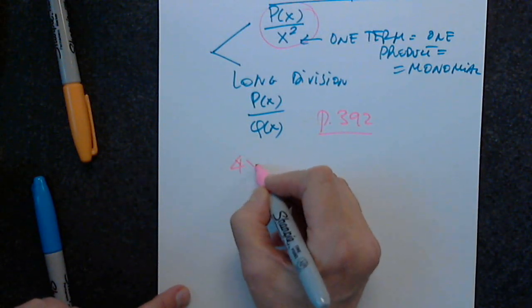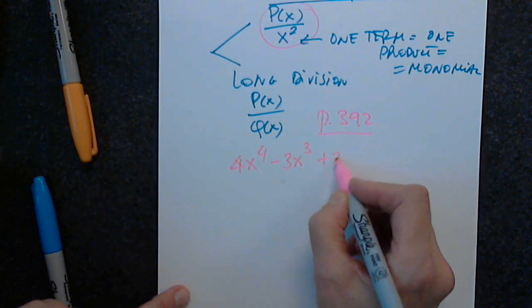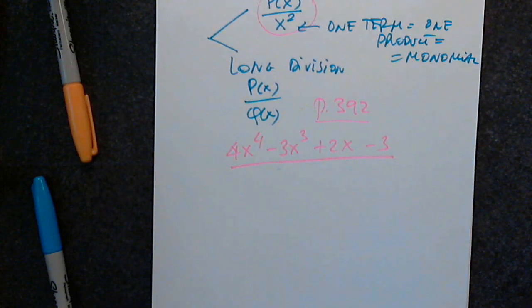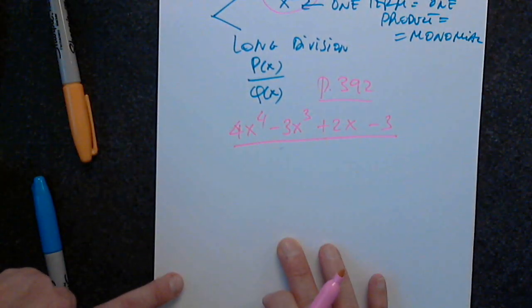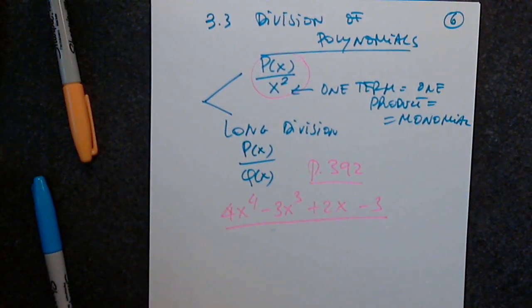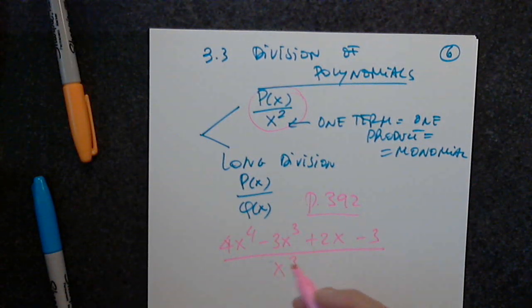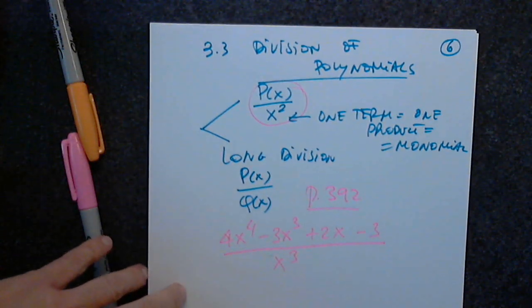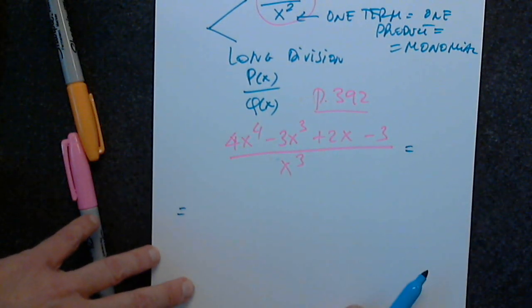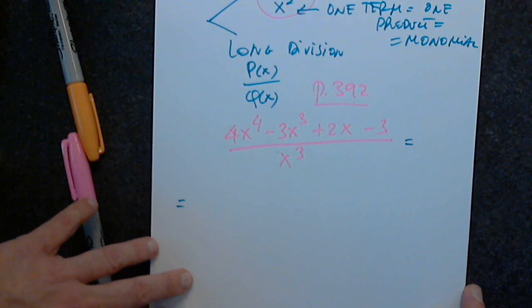Let's say 4x to the fourth minus 3x cubed plus 2x minus 3 divided by one term. What degree do you want in the denominator? Yes, x cubed. We want to divide by x cubed. Well, there is basically no way of simplifying because we cannot simplify terms. But what we can do is separate the entire fraction into how many fractions, depending on how many terms we have at the top.